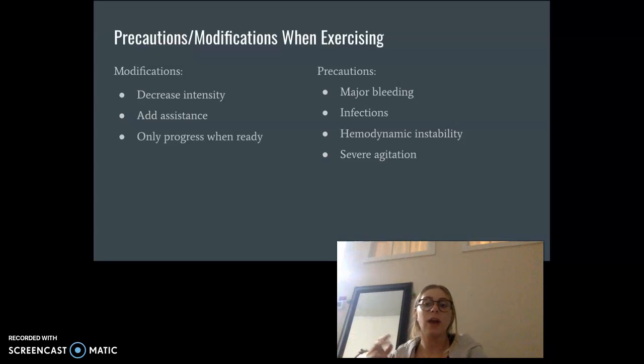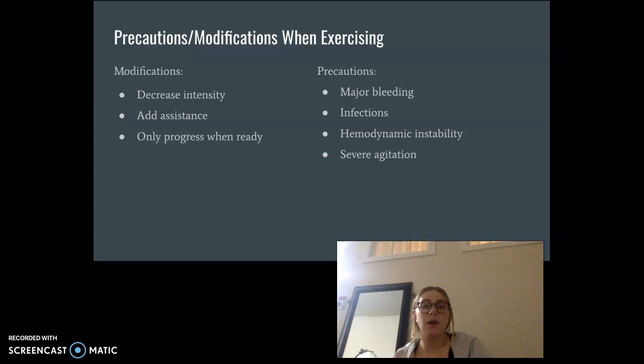When you're exercising with a post-transplant recipient, it is crucial that you only progress when they're ready. These patients are very vulnerable, and since they are on immunosuppressants and had a huge transplant, they need to progress a lot slower than an inherently healthy individual.